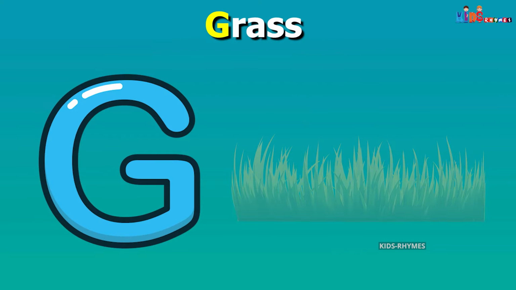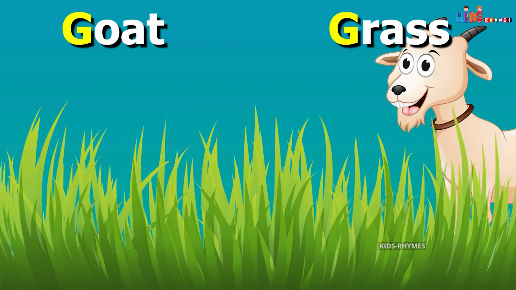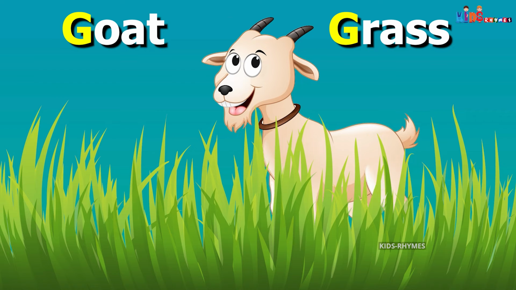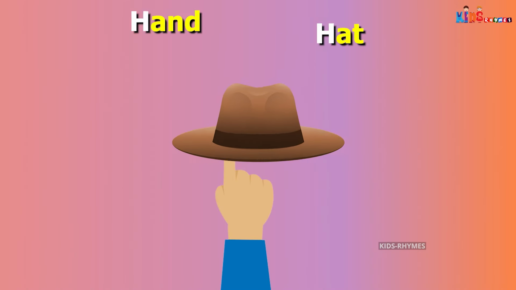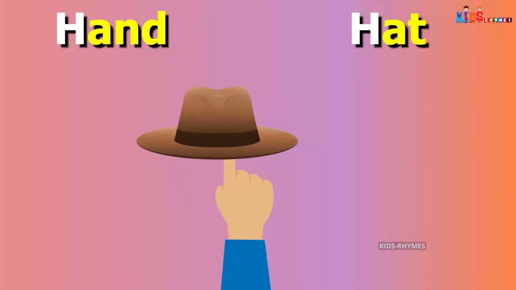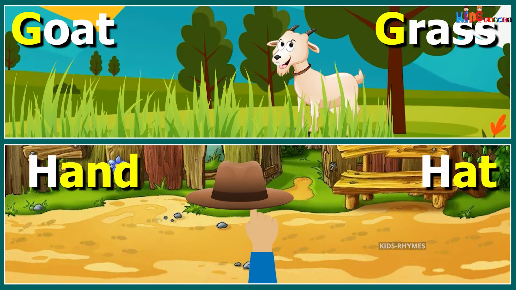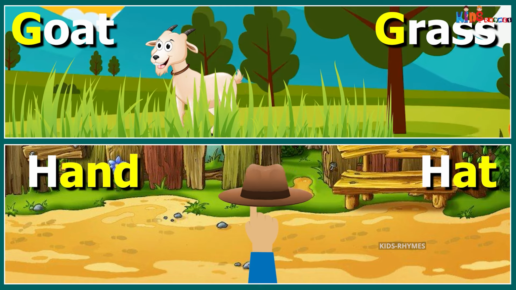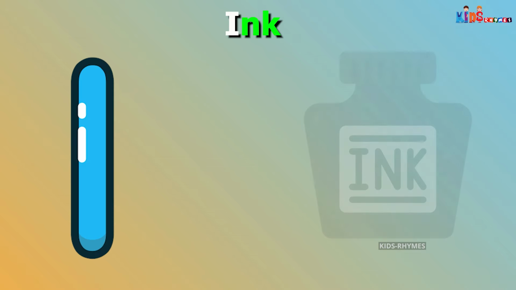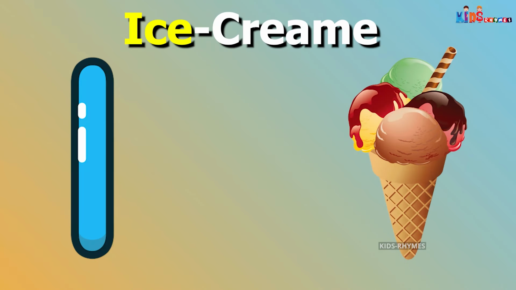Frog. G for grass. G, g, g, g. H for hand and H for hat. I for ink and I for ice cream.